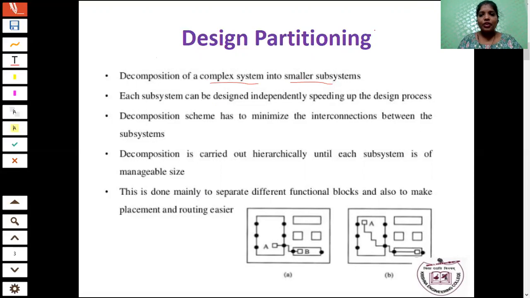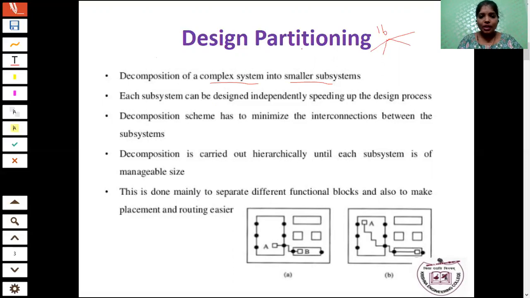For example, if you want to implement a 16-bit adder, I am going to divide the 16-bit adder into 4-bit adders. Then these 4-bit adders are further divided into 2-bit adders. So partitioning is nothing but dividing the complex design into smaller subsystems. Each subsystem can be designed independently as well as simultaneously, so it will increase the speed of the design process.